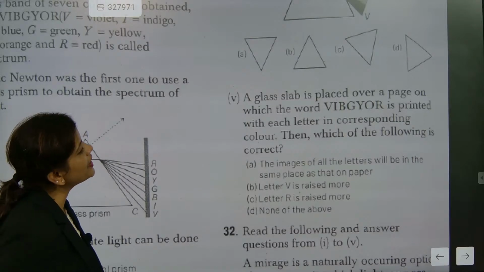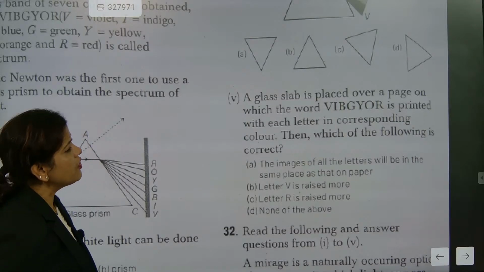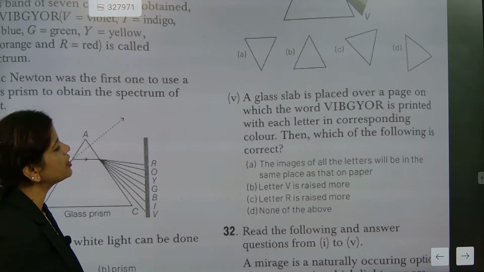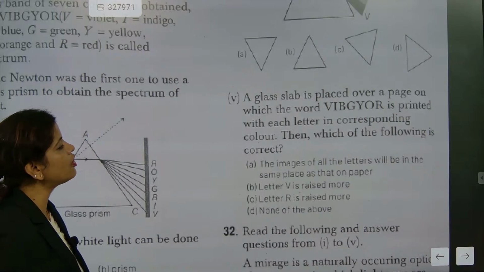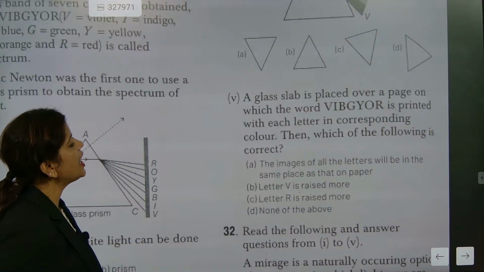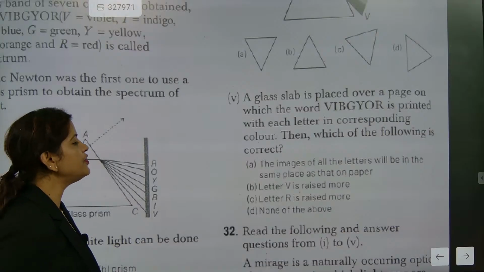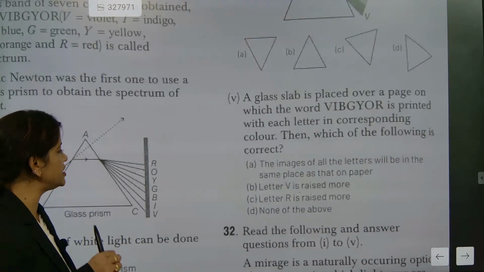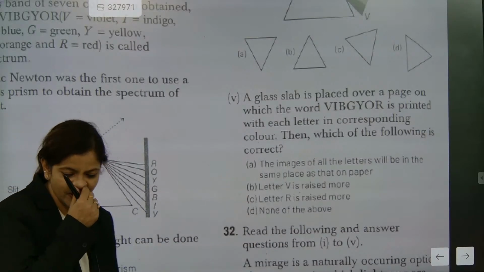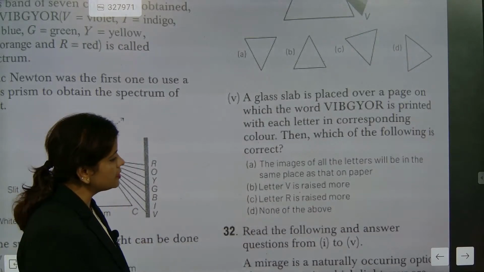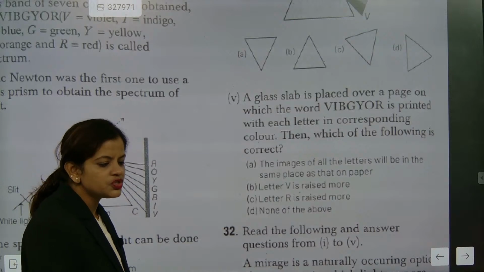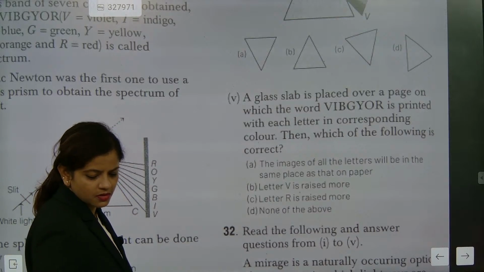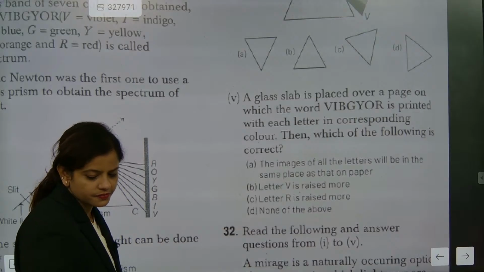A glass slab is placed over a page on which the word PICTURE is printed with each letter in a corresponding color. Then which of the following is correct? The image of all the letters will be in the same place as that on paper. Letter P is raised more. Letter R is raised more. None of these. Anyone answer will be the correct answer. B, ma'am. Which one will have more deviation? B. Violet, ma'am.